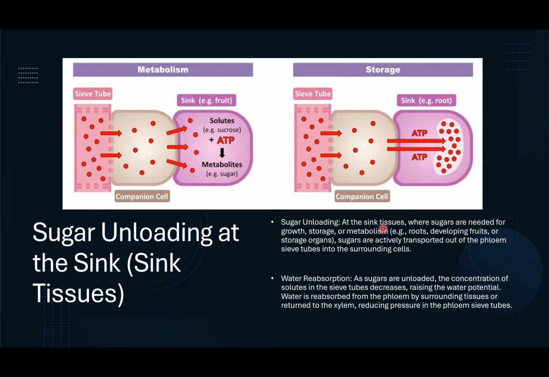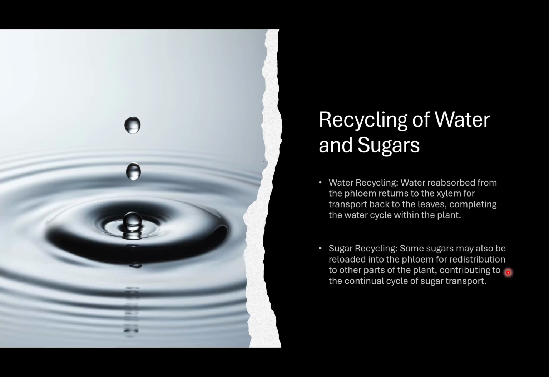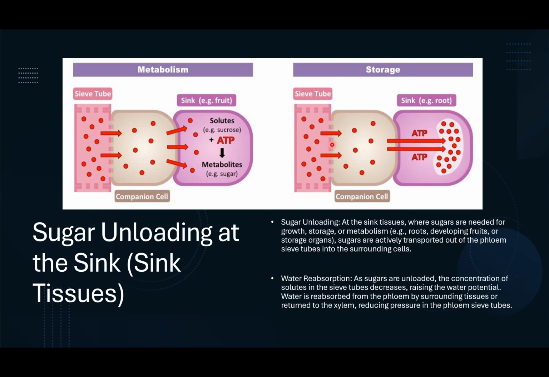So we're going to have water reabsorption. The sugars are unloaded, the concentration of the solutes in the sieve tube elements decreases, raising the water potential. Therefore, water is now reabsorbed into the xylem, reducing the pressure in the phloem sieve tubes. So what we're going to have here now is generally facilitated diffusion. Sucrose is just going to be passively moving to where it needs to be stored.